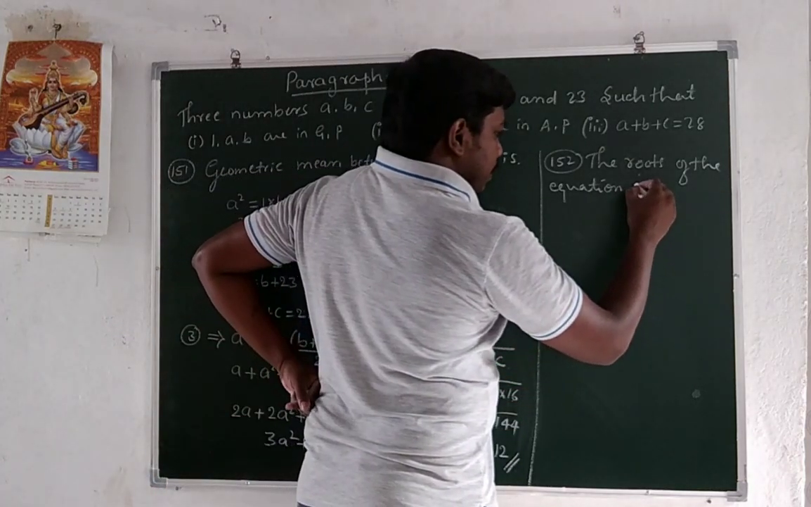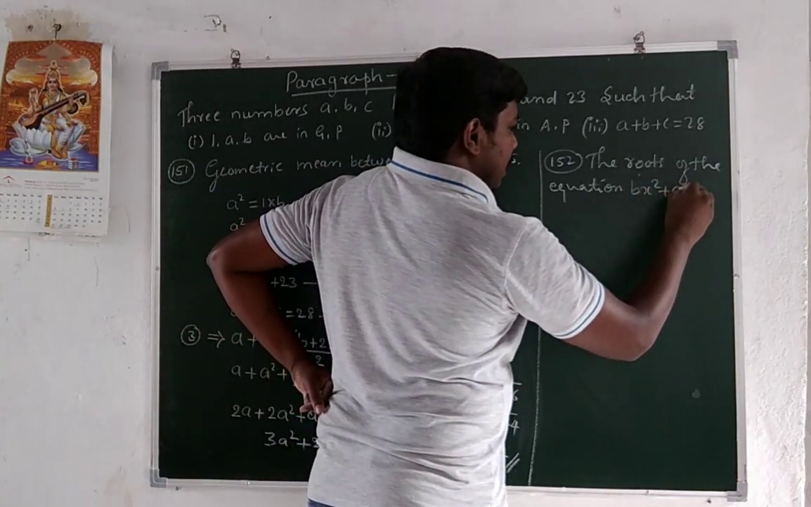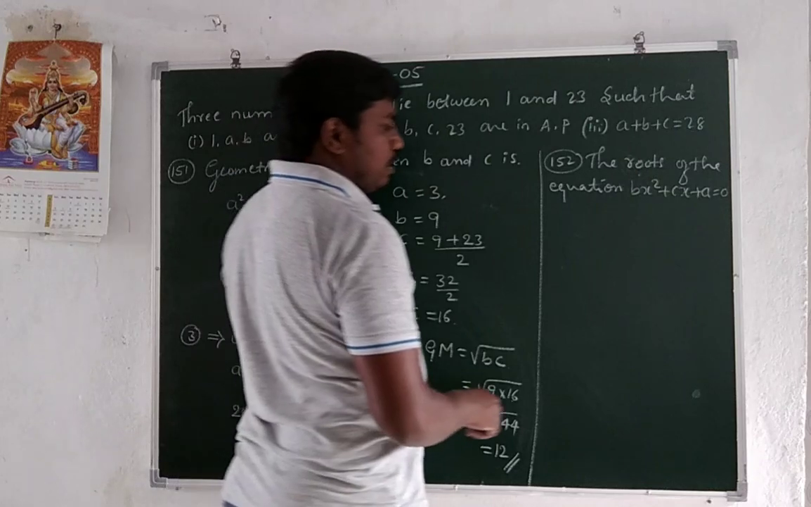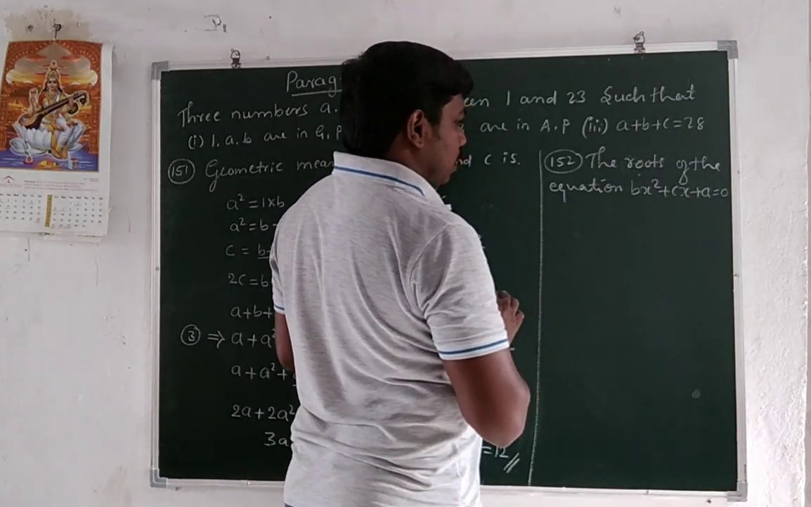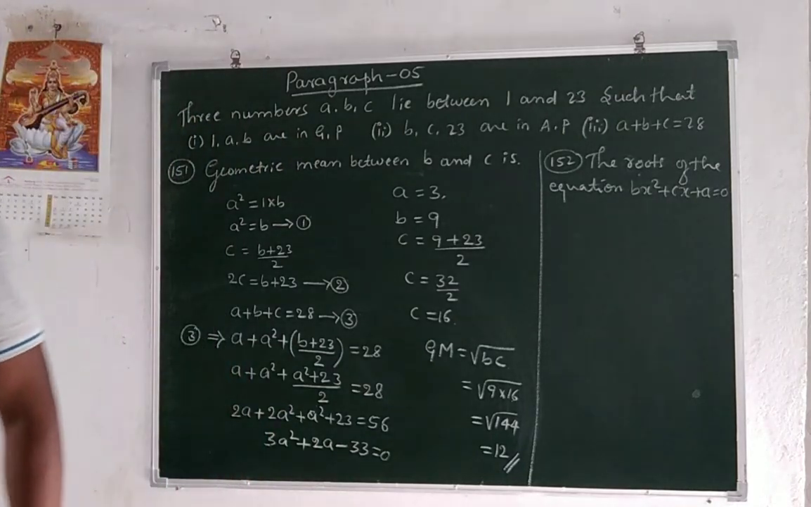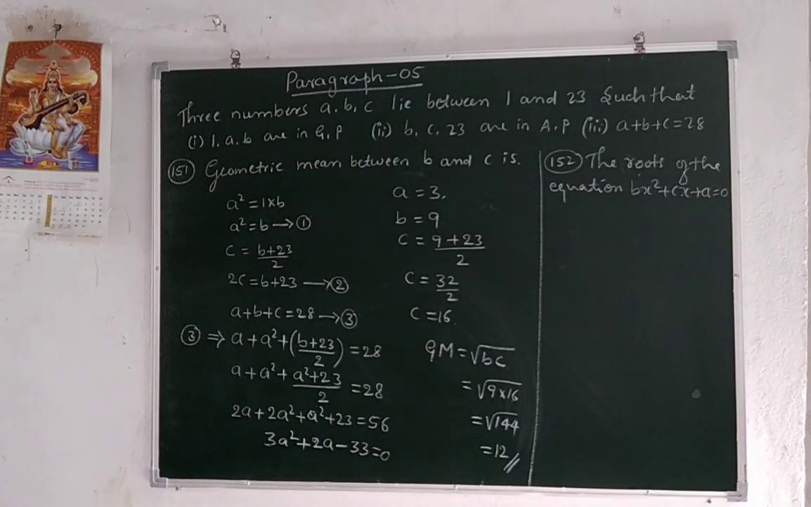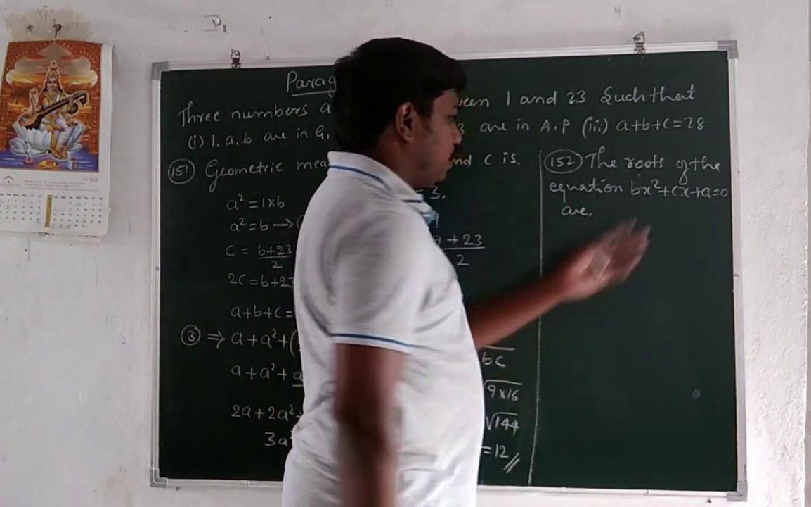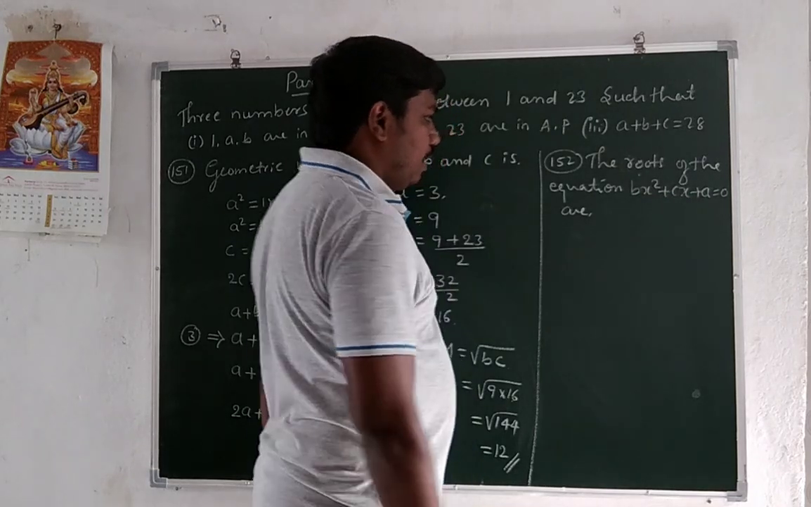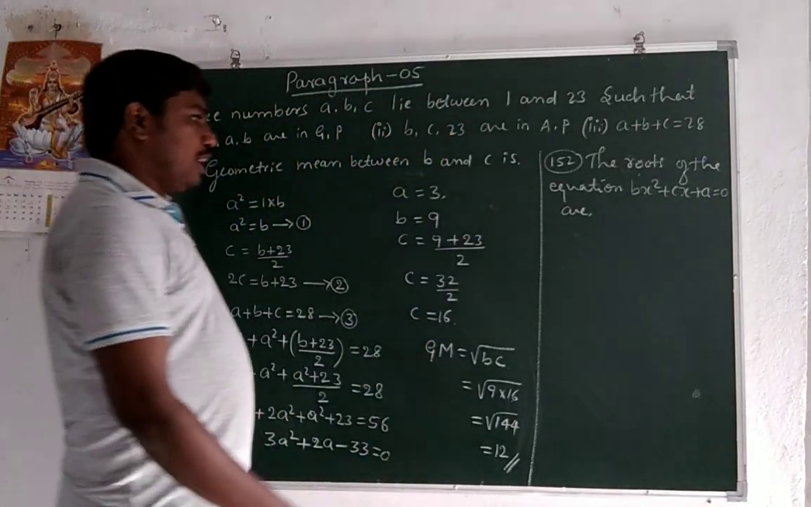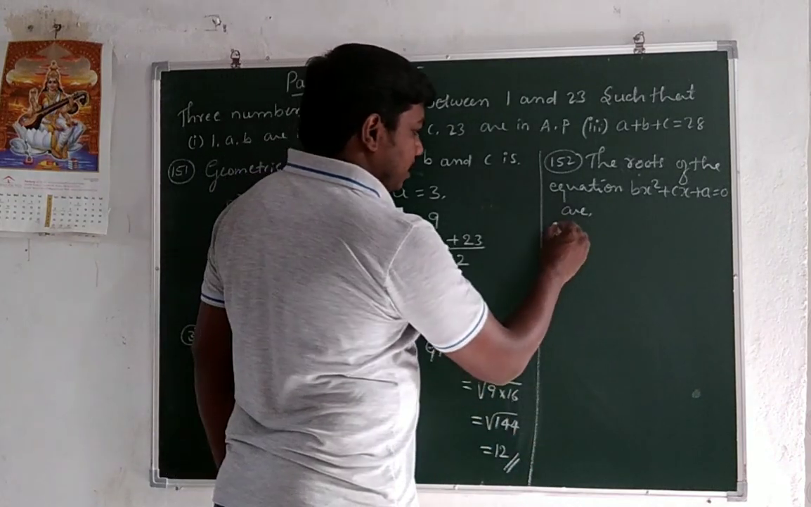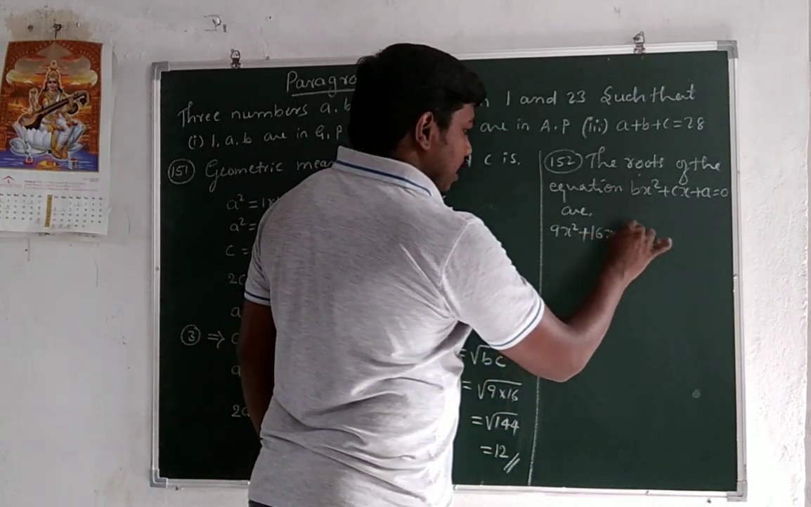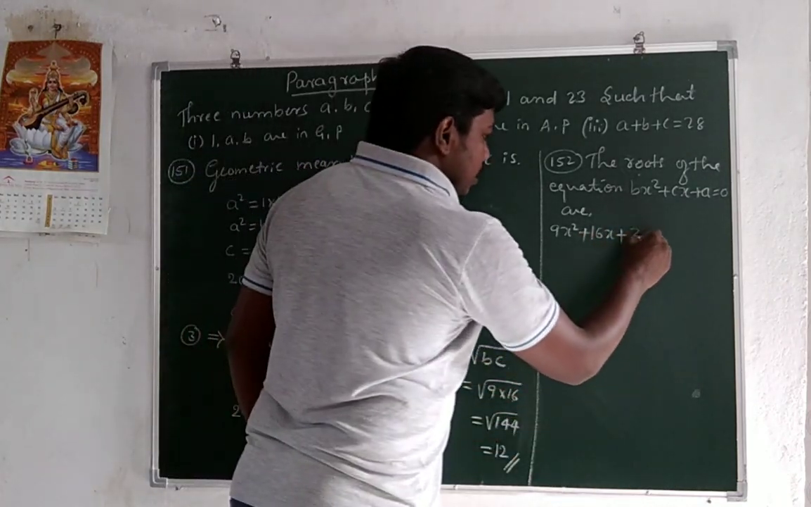So the roots of the equation bx square plus cx plus a is equal to 0. Sorry, the quadratic equation. The roots of the equation bx square plus cx plus a, but a, b, c are known now. So b is 9. So 9x square plus 16x plus 3 is equal to 0.